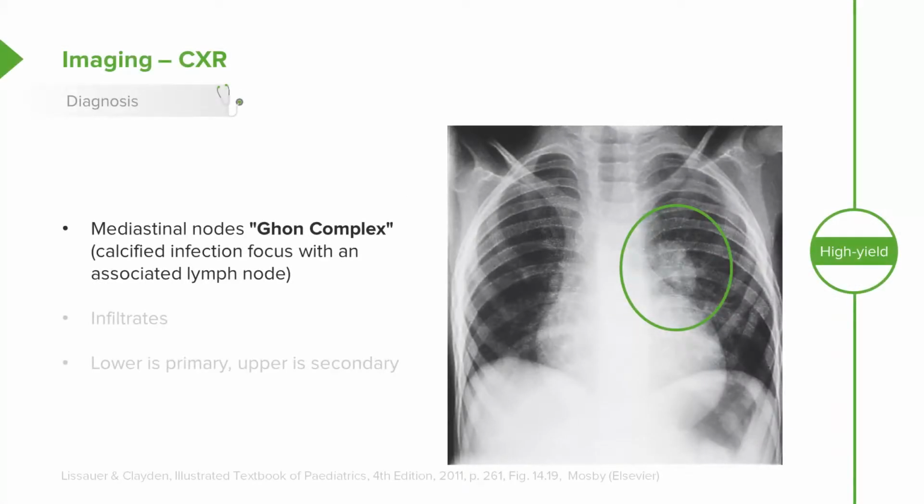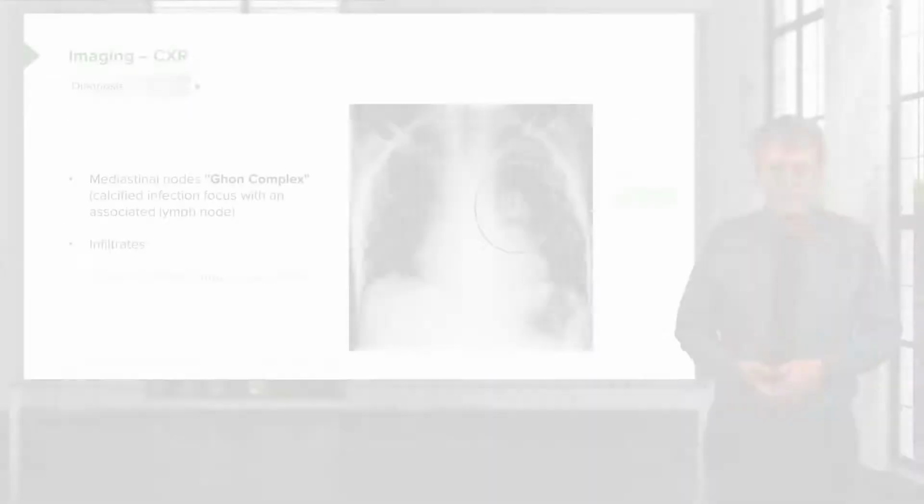We additionally can make the diagnosis through chest x-ray. A few key findings which we might note. One is the Ghon complex. This is mediastinal nodes associated with pulmonary disease, where there's a calcified lesion within the context of that lymph node. This is classic for the disease, and remember the name Ghon complex. You may see that on an exam.